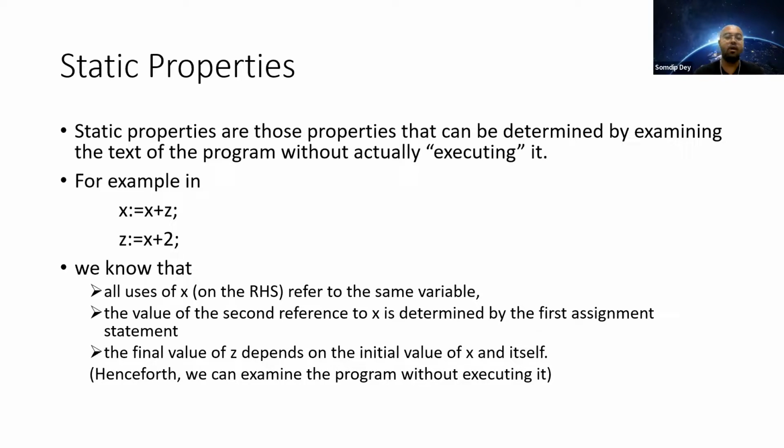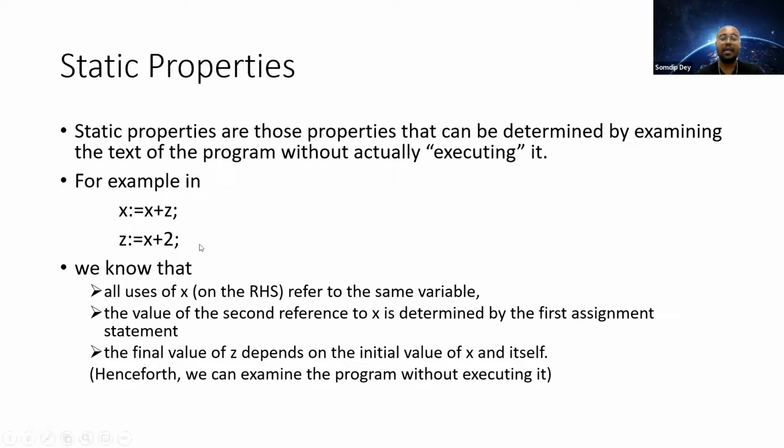or not. So an example here can be, let's say you have these two lines of code where x equals x plus z and z equals x plus 2, right? Now here, we know that all uses of x on the right-hand side refer to the same variable, x itself. And the value of the second reference to x is determined by the first assignment statement, or the first line of code, which is this one.